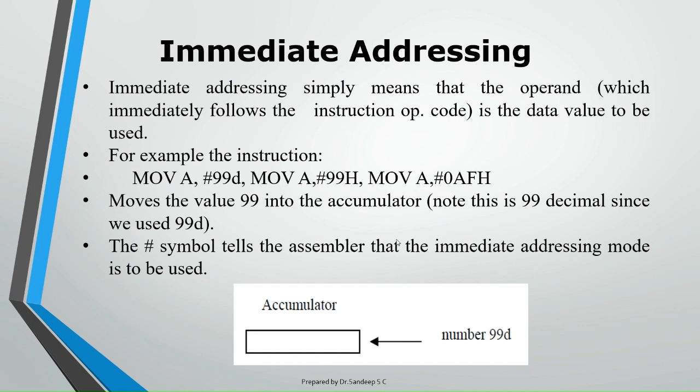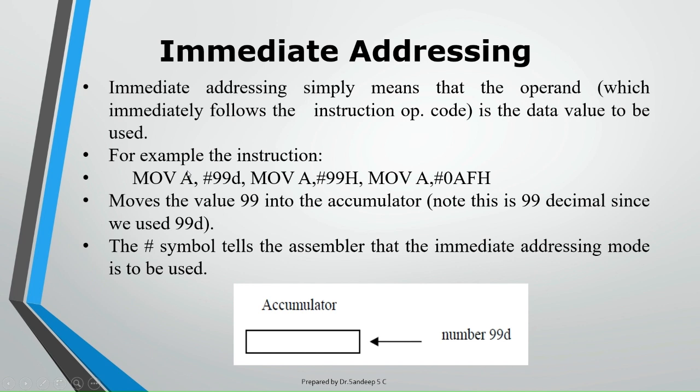In this mode, the data which we need for the operation is immediately available in the instruction itself. The instruction itself contains the data. Here you can see one example. I have given MOV A, #99D. MOV is the instruction used so that it is very easy to understand. D indicates it's a decimal value. So this 99 value is directly moved to register A.